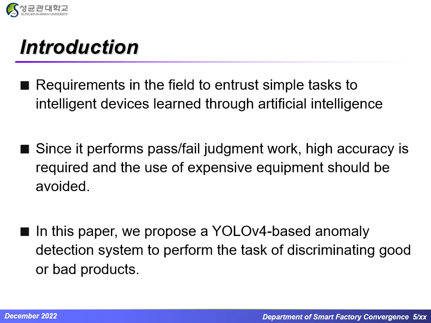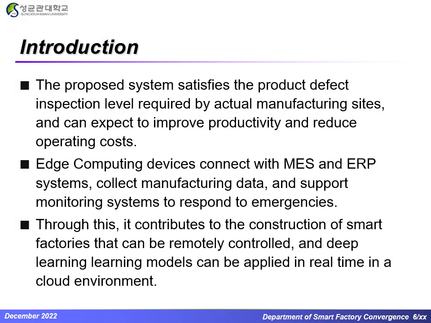This study is based on the YOLOv4 anomaly detection inspection method. It inspects objects moving on the conveyor belt in real time and aims to determine whether the object is good or bad and classify products. The proposed system meets the level of product defect inspection required by actual manufacturing sites. It can be expected to have the effect of improving productivity and the operating costs of the company.